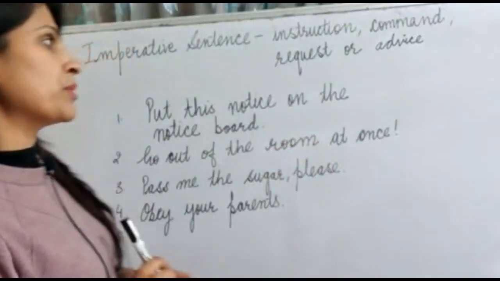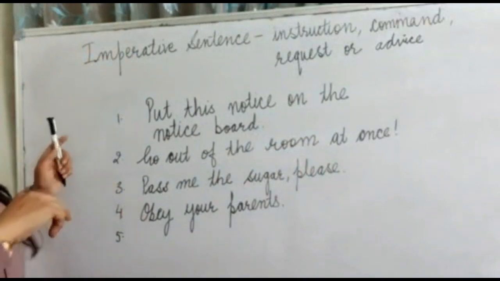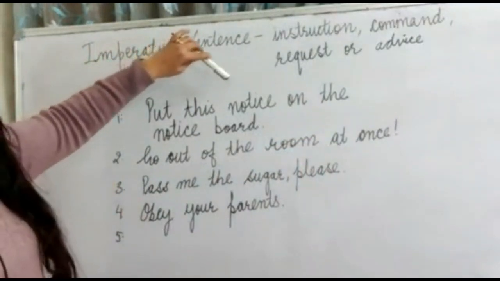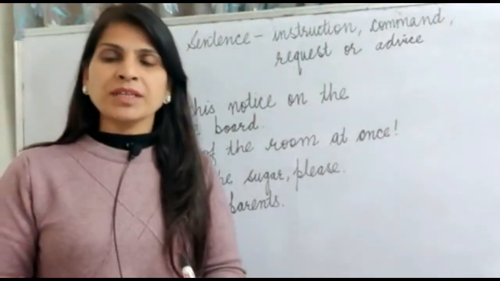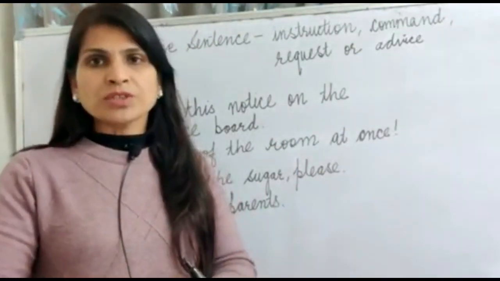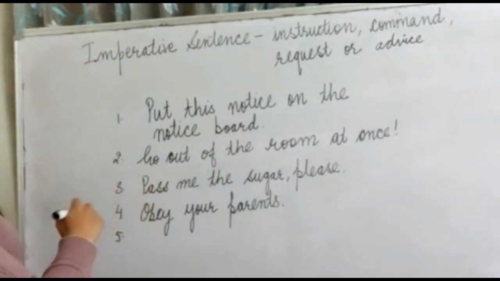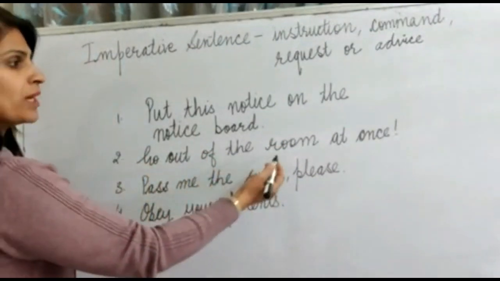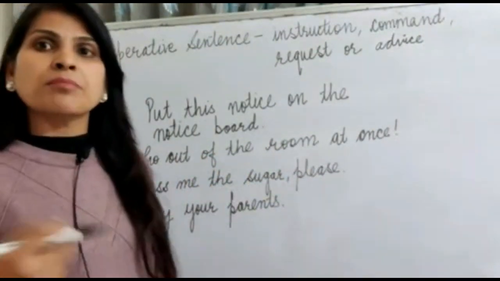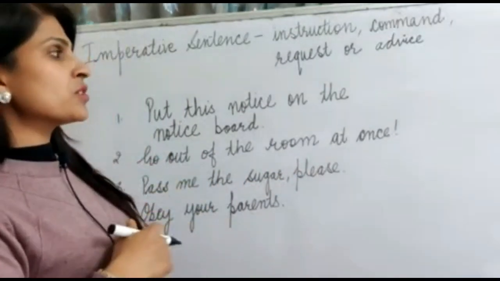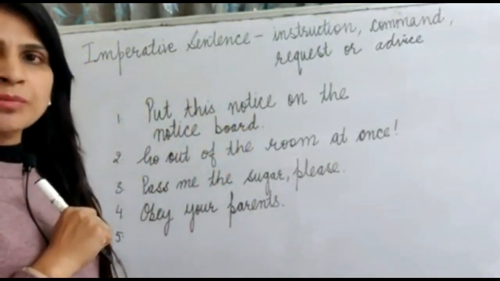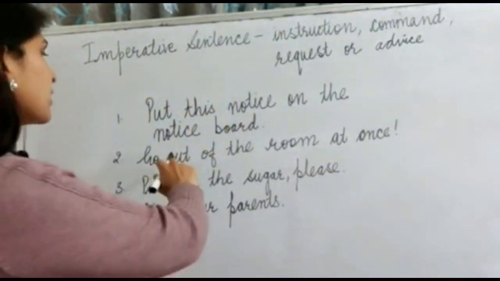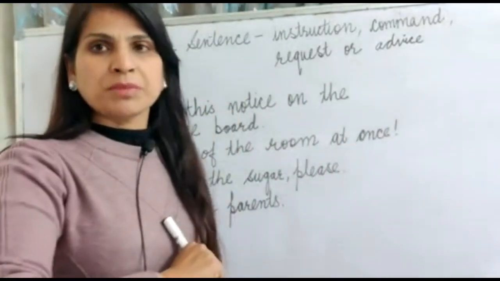Let's see some more examples here. The first sentence is, "Put this notice on the notice board." This is an instruction. I'm telling somebody to put the notice on the notice board. The second sentence is, "Go out of the room at once!" This is a command. And you see the difference also. In the first sentence, the punctuation is a full stop. And in the second sentence, the punctuation is an exclamation mark.